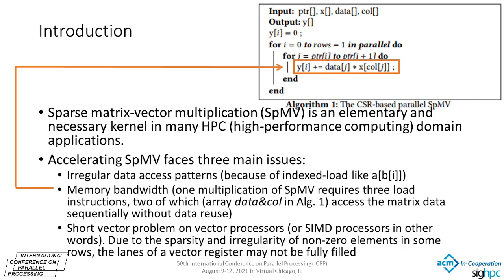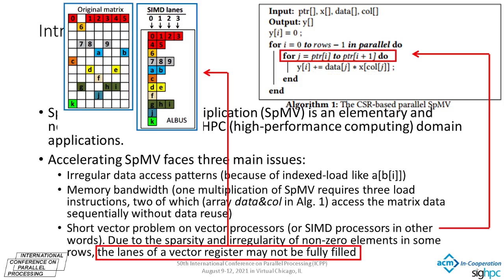We can see that one multiplication of SpMV requires three load instructions, two of which access the matrix state sequentially without data reuse, as the orange box shows. The third is the short vector problem on vector processors, or SIMD processors in other words. Due to the sparsity and irregularity of non-zero elements in some rows, the length of a vector register may not be fully filled. Let's say the inner for loop excuse to fill iterations.